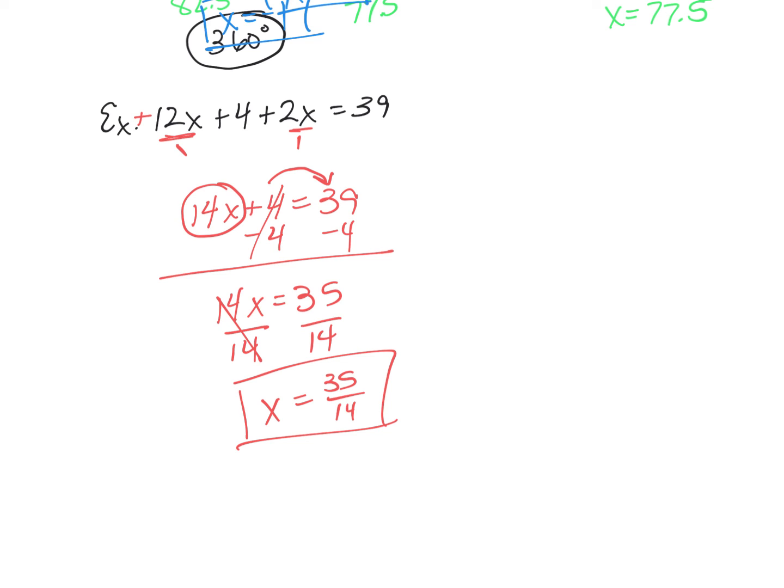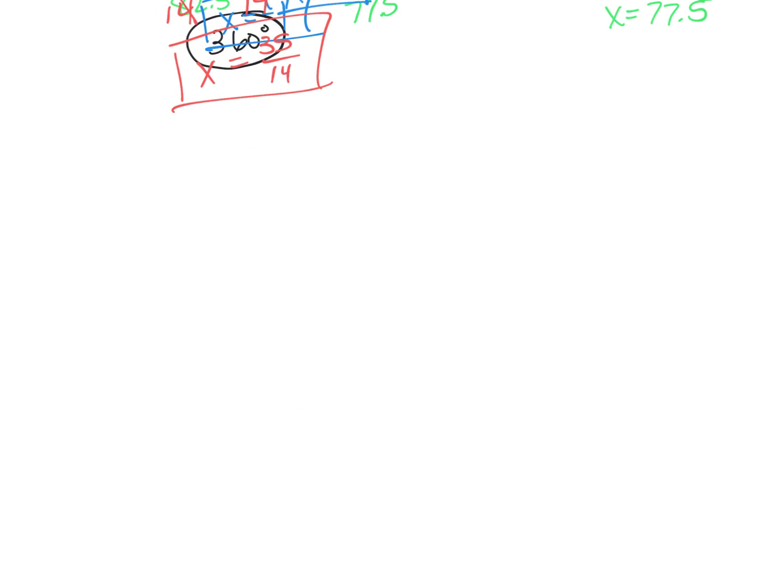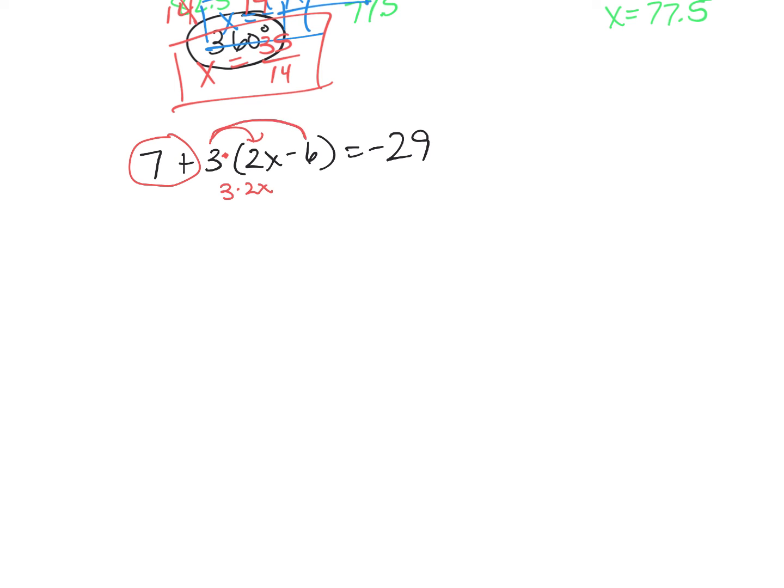Okay, let's look at an example if I give you, and we have 7 plus 3 times 2x minus 6 equals negative 29. So my first thing is I want to disregard this plus 7. Just don't pay attention to it. I want to distribute. That means to multiply. So I'm 3 times 2x. And then I'm going to multiply 3 times negative 6. So the 7 is just going to hang out. 3 times 2x is plus 6x. 3 times negative 6 is negative 18 equals negative 29.